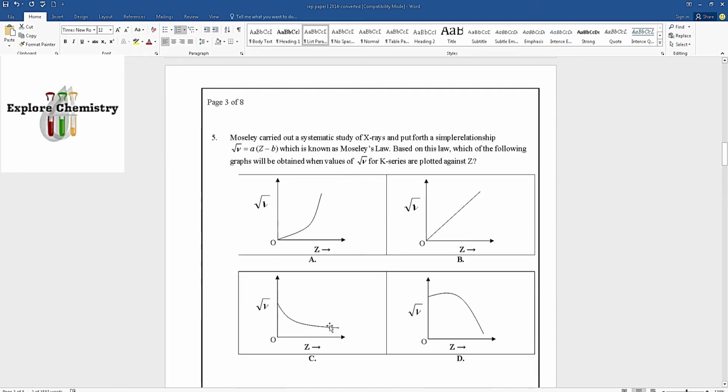Number 5, 4 graphs are given and it is asked which of the following graphs will be obtained when the value of square root of frequency, for K series, is plotted against Z. Z is the atomic number. These graphs are drawn according to Moseley's law. Moseley's law says that if the atomic number of any metal varies, the frequency of radiation will also vary. For K series, the correct graph is mentioned in option B.